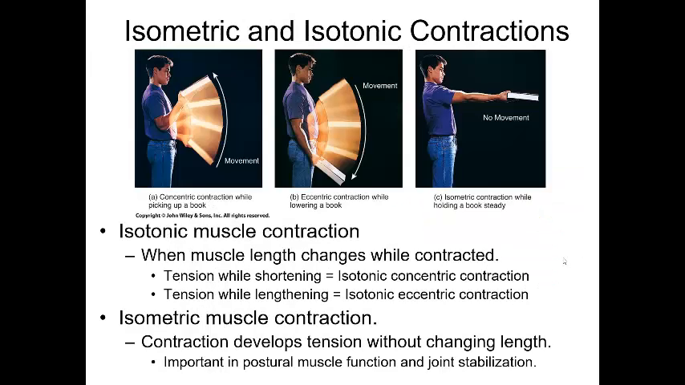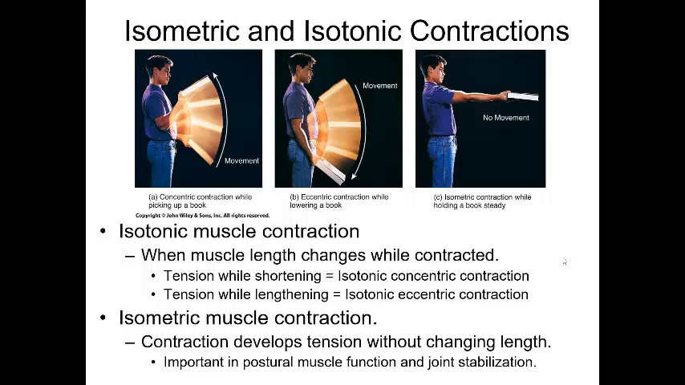Next concept is isometric and isotonic contractions. An isotonic contraction is when the length of a muscle changes when it is contracted. If there is shortening of a muscle, it is called an isotonic concentric contraction. So when you flex your elbow, your bicep muscle is undergoing isotonic concentric contraction. When you extend your elbow, your bicep is undergoing lengthening, so it is undergoing isotonic eccentric contraction.